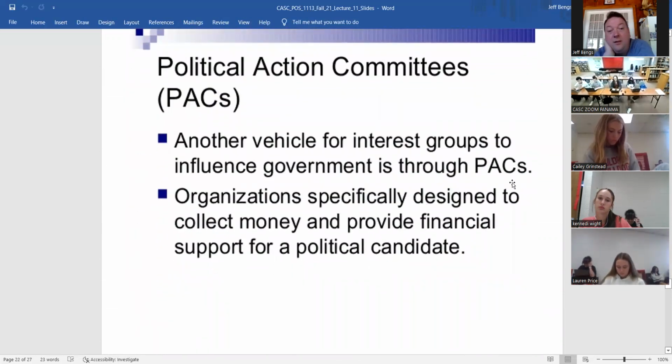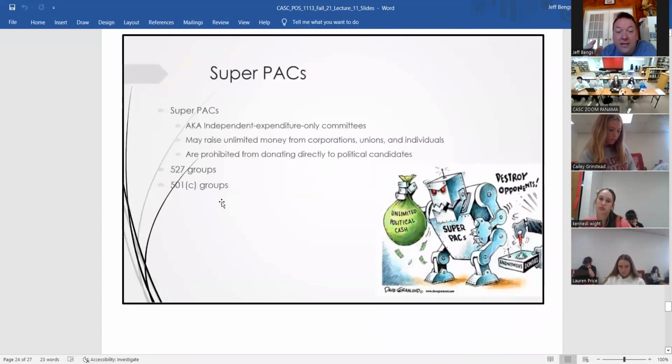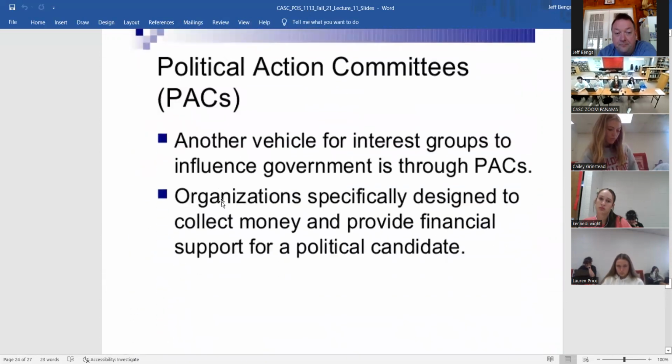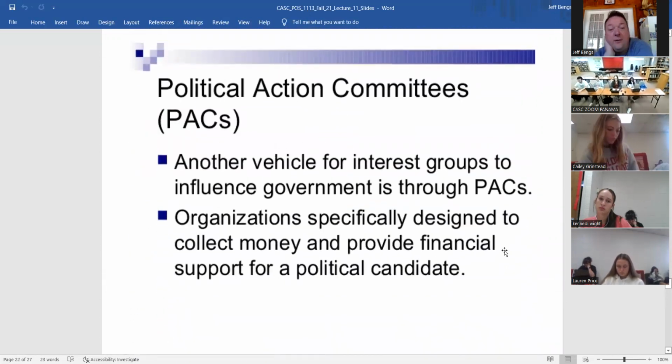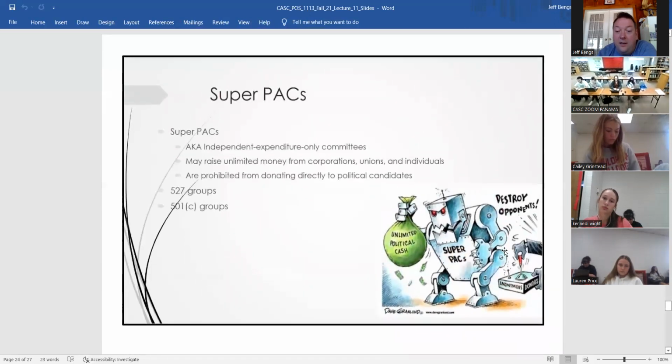Okay, you need to make sure you read about PACs and super PACs. You'll have the slides here. It is in the textbook. But very simply, PACs are political action committees that interest groups form to help get money to candidates. Super PACs are basically what I say, PACs on steroids. They also raise money, but here's the difference.